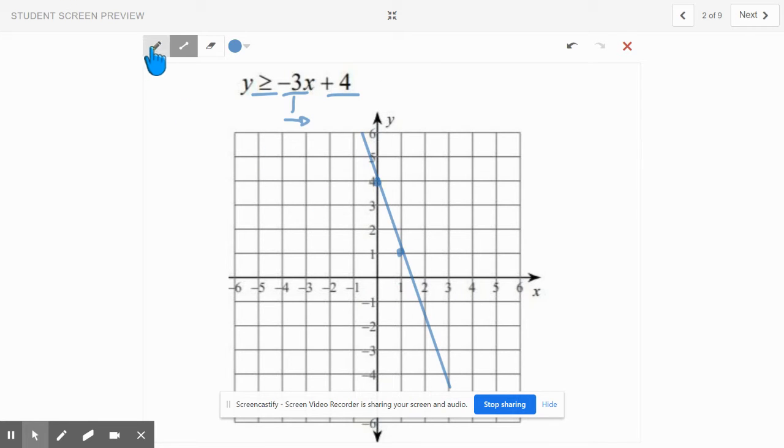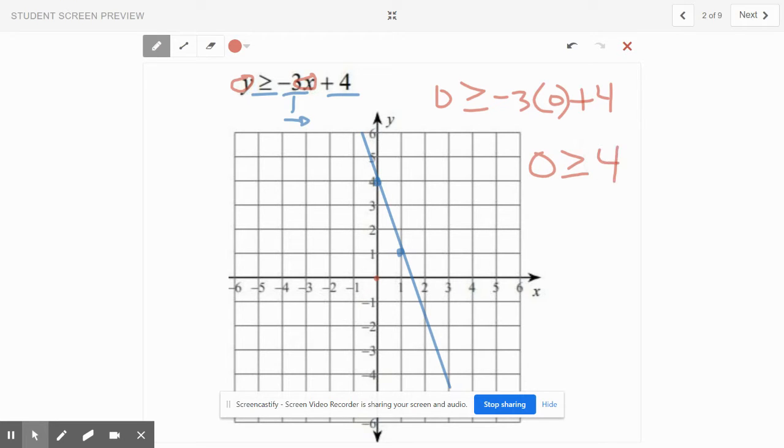Now, people are still struggling with the shading. I'm going to take the coordinate 0, 0, plug it in and see if it makes sense. Let me write this a little neater. It's kind of tough with my mouse. But 0 is greater than or equal to negative 3 times 0 plus 4. So it becomes 0 is greater than or equal to 4.